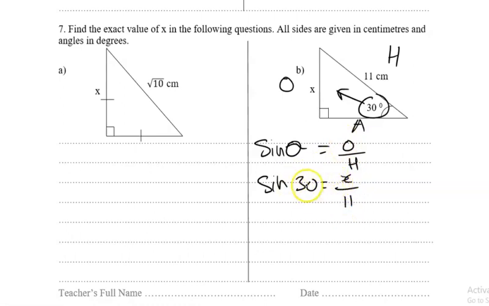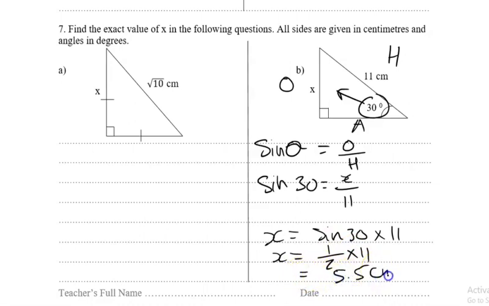Now the exact value of sine 30 is a half. So we're going to have x equals sine 30 times 11. So x is going to equal a half multiplied by 11. Now half of 11 is 5.5 centimeters.